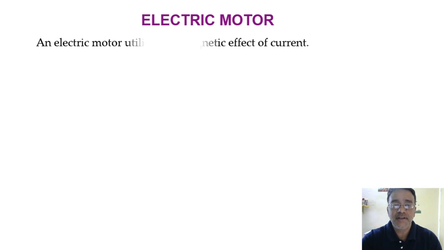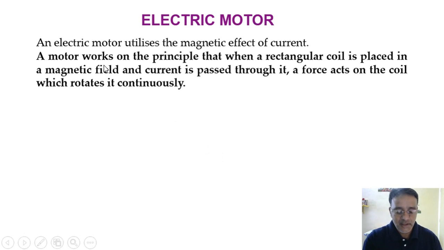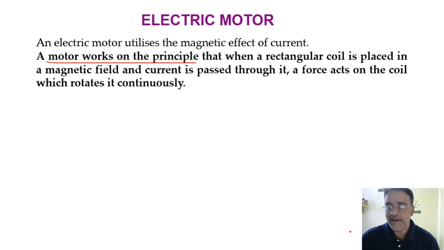Electric motor utilizes the magnetic effect of current, and a motor works on the principle that when a rectangular coil is placed in a magnetic field and current is passing through it, a force acts on the coil which rotates it continuously. On that principle the electric motor is based. So I will explain one by one. First, I will take up the construction of electric motor, then I will explain the working of electric motor.